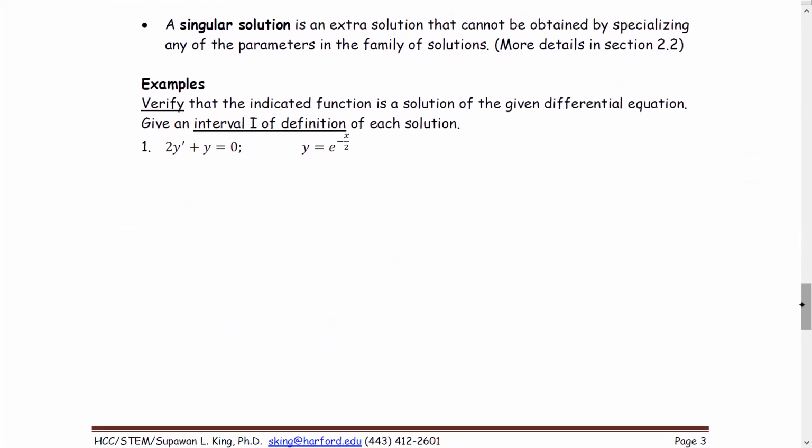Next example. Verify that the indicated function is a solution of the given differential equation and give an interval I of definition of each solution. So the problem provides you the differential equation and the solution. We are going to show that the solution satisfies the given differential equation.